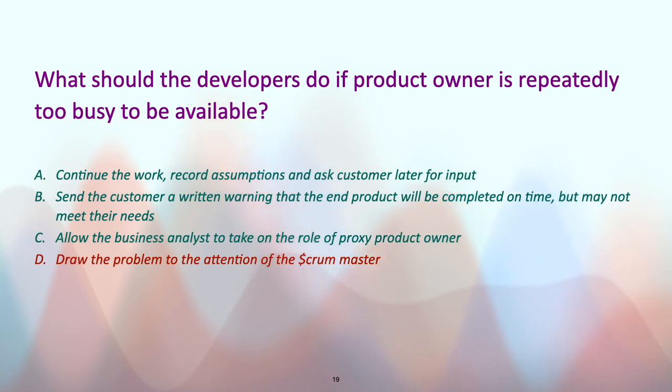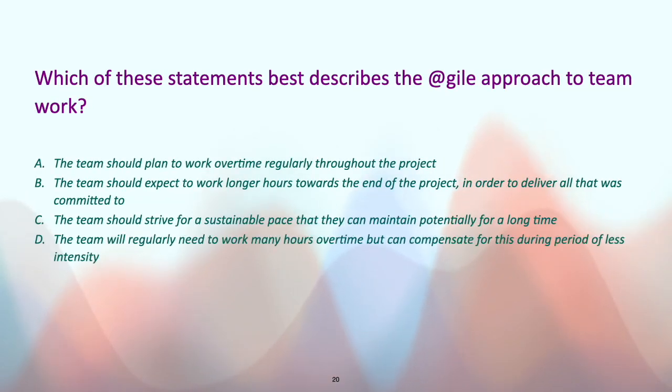So as I told you, it is a kind of impediment, right? And you know that for all impediments, who is supposed to be contacted? That is Scrum Master. So basically in this scenario also, you will draw this problem to the attention of the Scrum Master. Option D is the right answer here. Alright, let's move on to the next one.